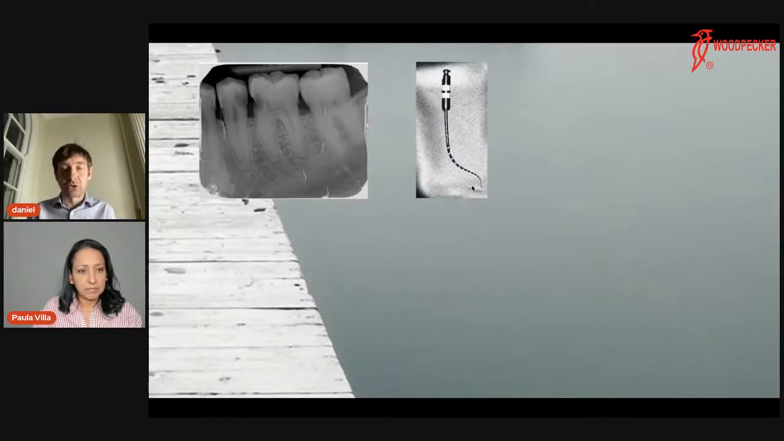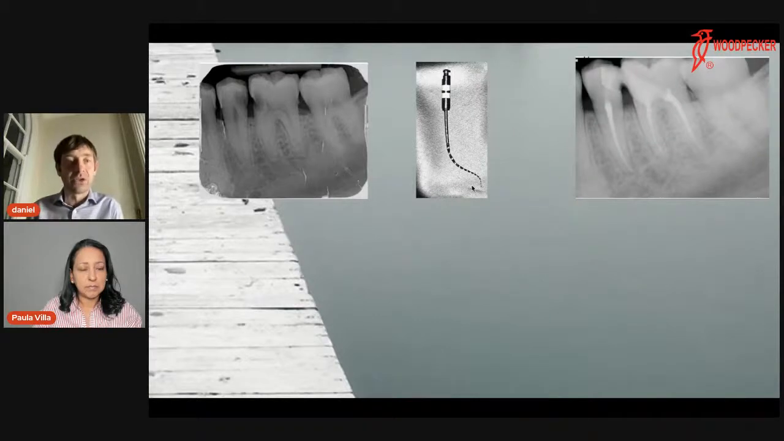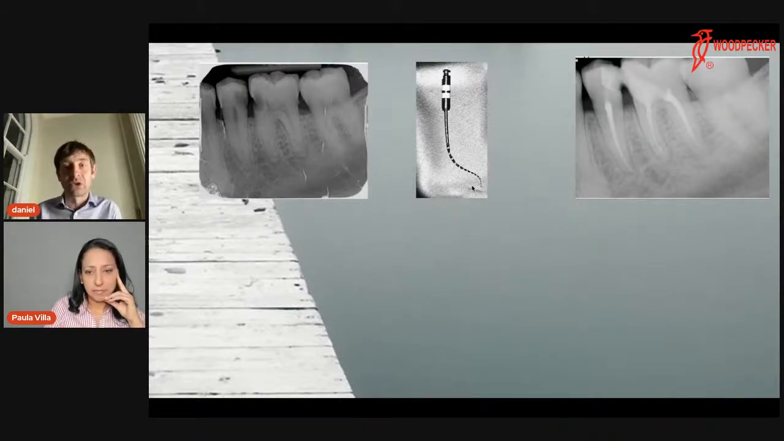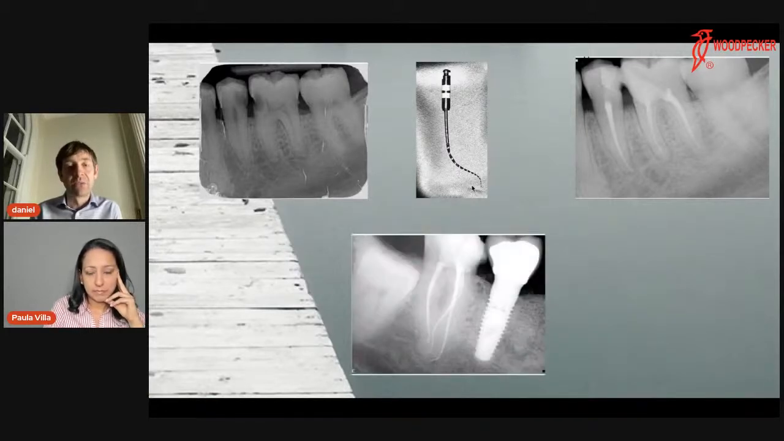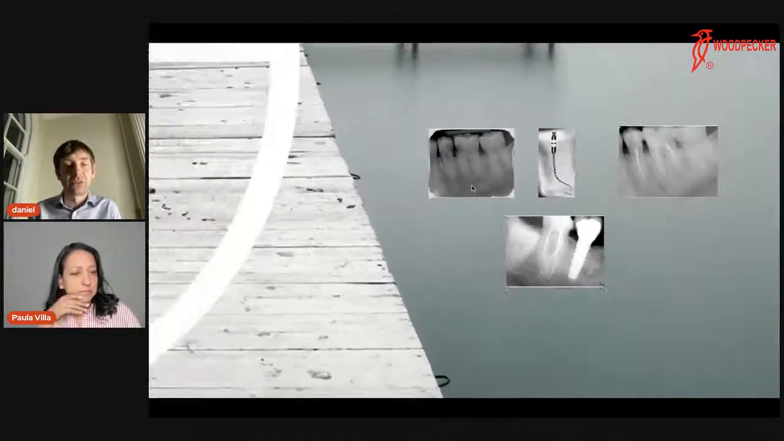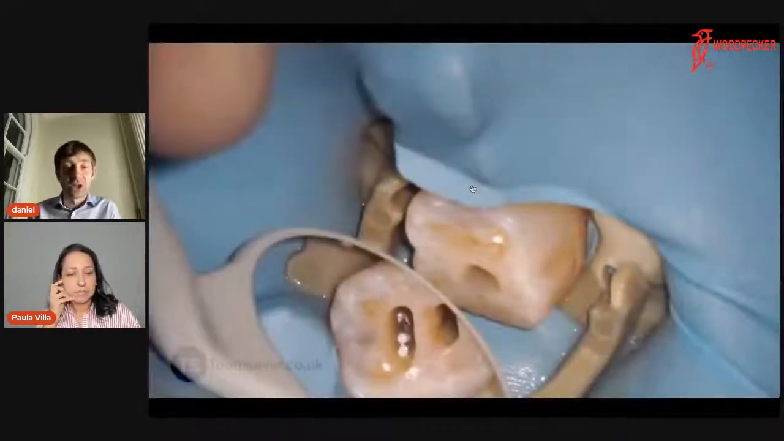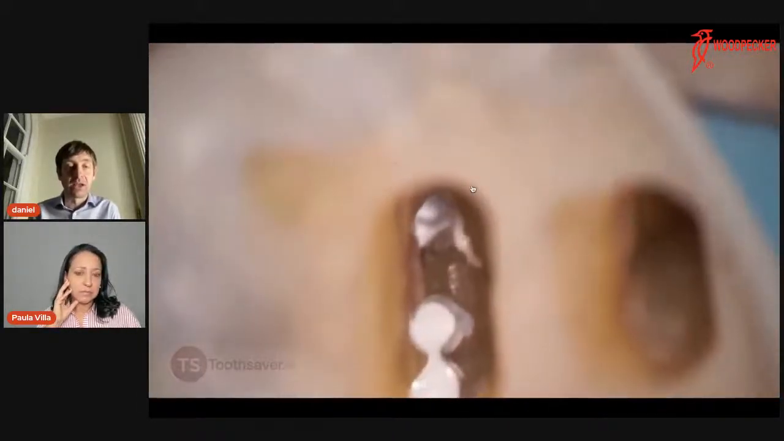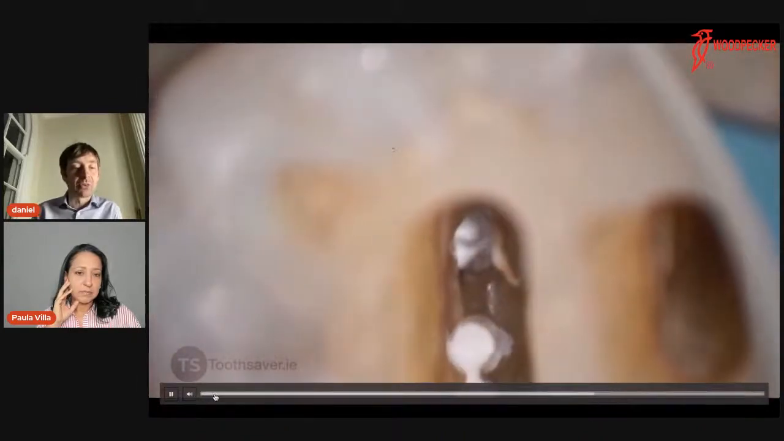Now we have access to controlled memory files. We can do super conservative access cavities where we can preserve lots of tooth structure without compromising on our endodontic objectives. We can save pericervical dentin, and we can still get reasonable apical shapes to make sure that our cleaning and disinfection protocols are successful. Our obturation techniques have changed as well.